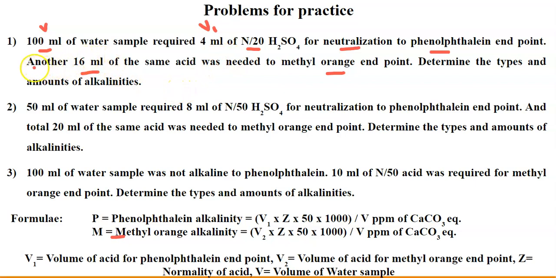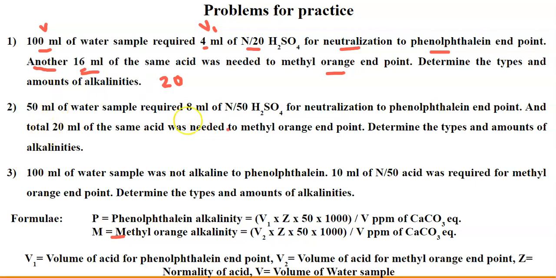So here you have to pay attention to the word another. That means first you required 4 ml of acid for phenolphthalein endpoint, which we have taken as V1. But for V2, they have said another 16 ml was required. Means V2 would be 16 plus 4. So the amount or the value of V2 would be actually 20, because V2 for methyl orange endpoint, we take the amount of acid which is required for complete neutralization. So you have to pay attention to these words.